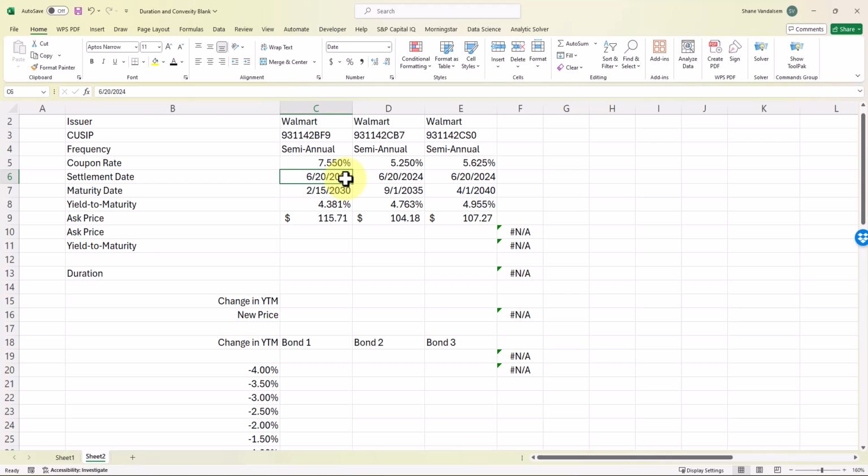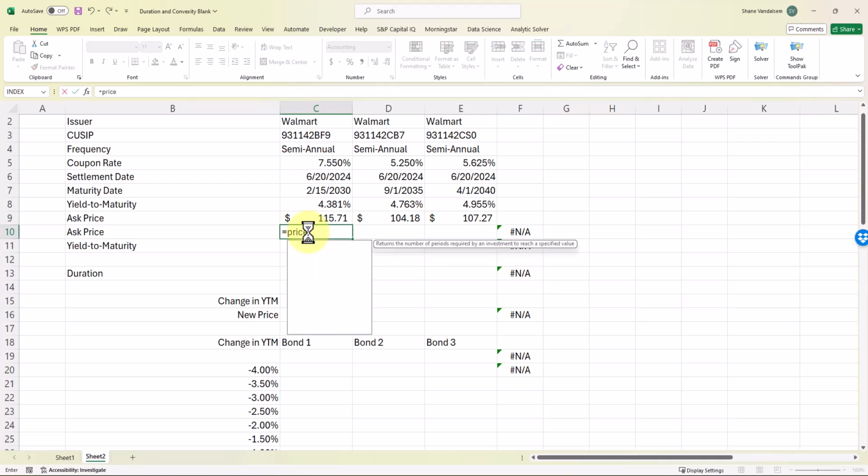And then the current yield to maturity on the bond quotes are given here: 4.381% for this first bond, 4.763% for the second bond, and 4.955% for the third bond. And the coupon rates are up here as well: 7.55%, 5.25%, 5.625%. Bonds are quoted with an assumed principal value or par value of $100. So these are all premium bonds, and that's because the yield to maturity for each one of these is less than the coupon rate.